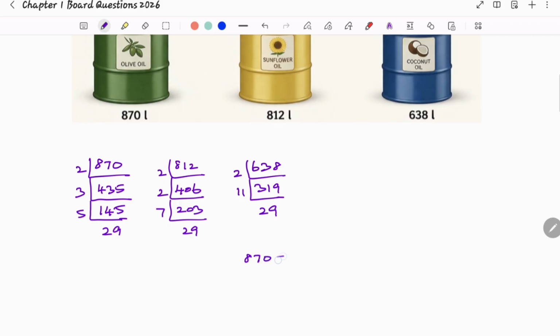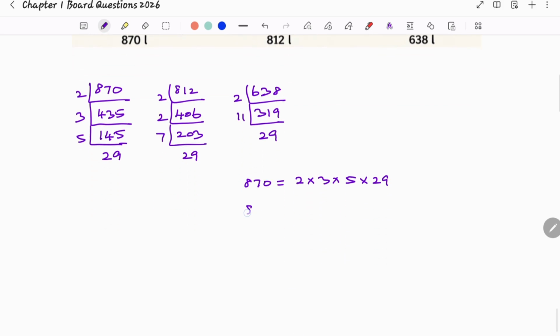So first number is 870. So 870 can be written as 2 into 3 into 5 into 29. Next number 812. So 812 equals 2 square multiplied by 7 multiplied by 29. Next, last number 638, which is equal to 2 into 11 into 29.